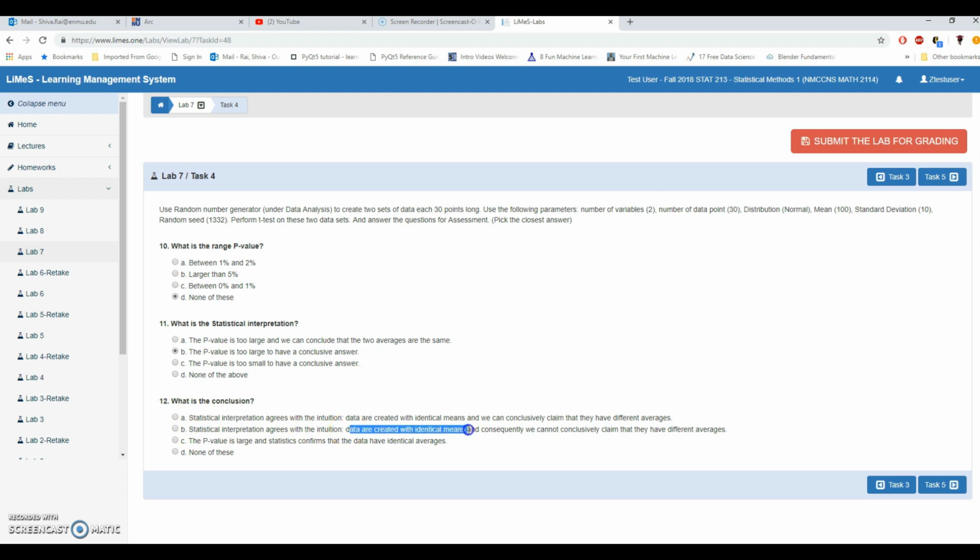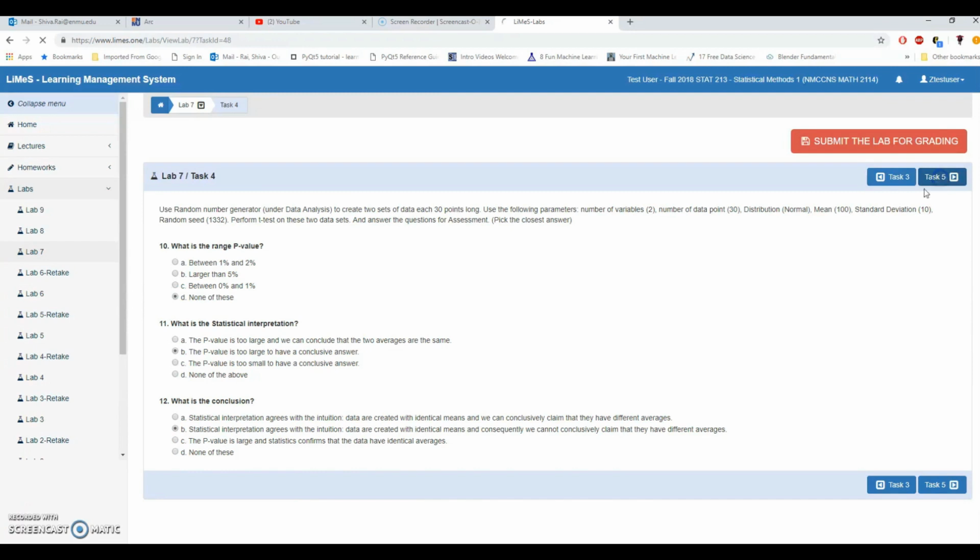Data are created with identical means. Yes, they are created with the same mean. Consequently, we cannot conclusively claim that they have different averages. No, we can't say that, since the p-value was quite large. Okay, so that should be one appropriate answer. The p-value is large and statistics confirm that data have identical level. No, it doesn't confirm that. Okay, so this would be the correct answer.